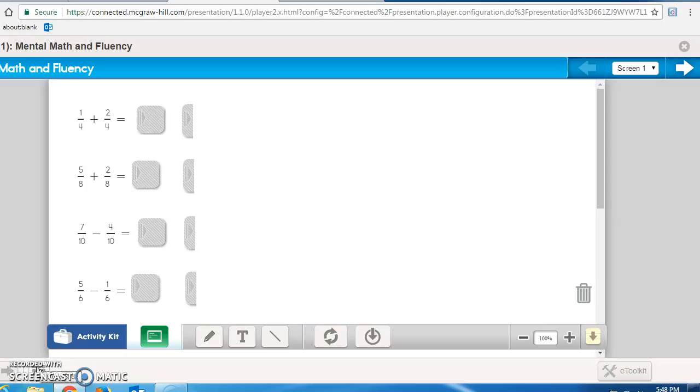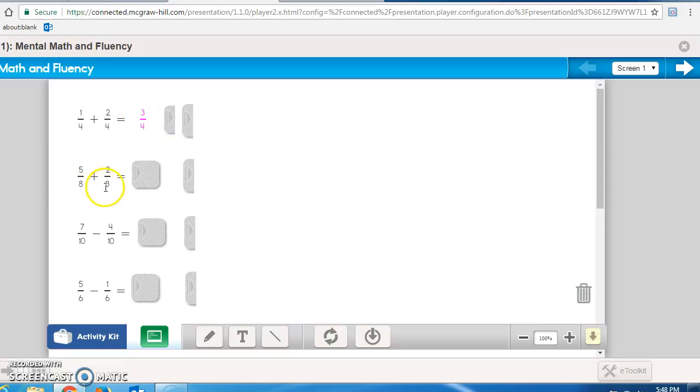But first, let's look at our mental math and fluency. I want you to add and subtract fractions in your mind. So let's look at the first one. 1/4 plus 2/4. Well, the denominators are the same already, so we leave it the same, and we add the numerators. 1 plus 2 is 3. So my answer is 3/4.